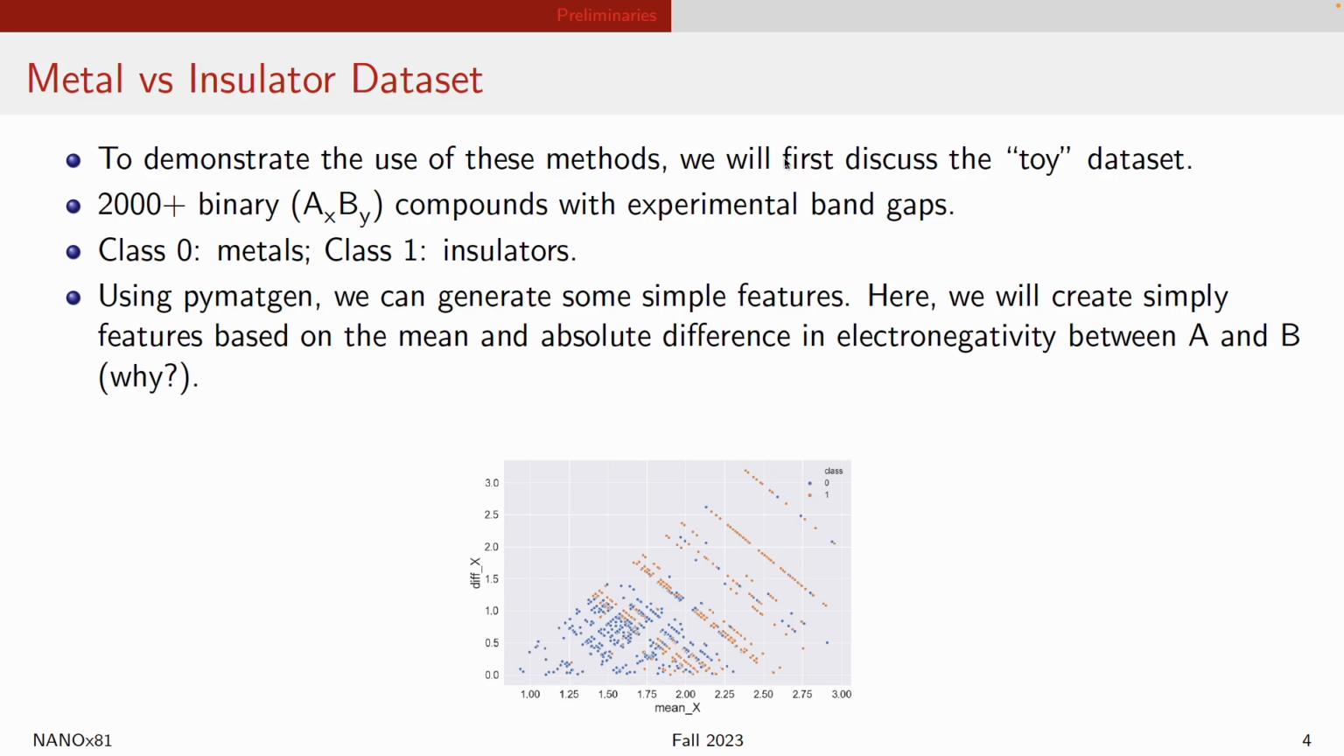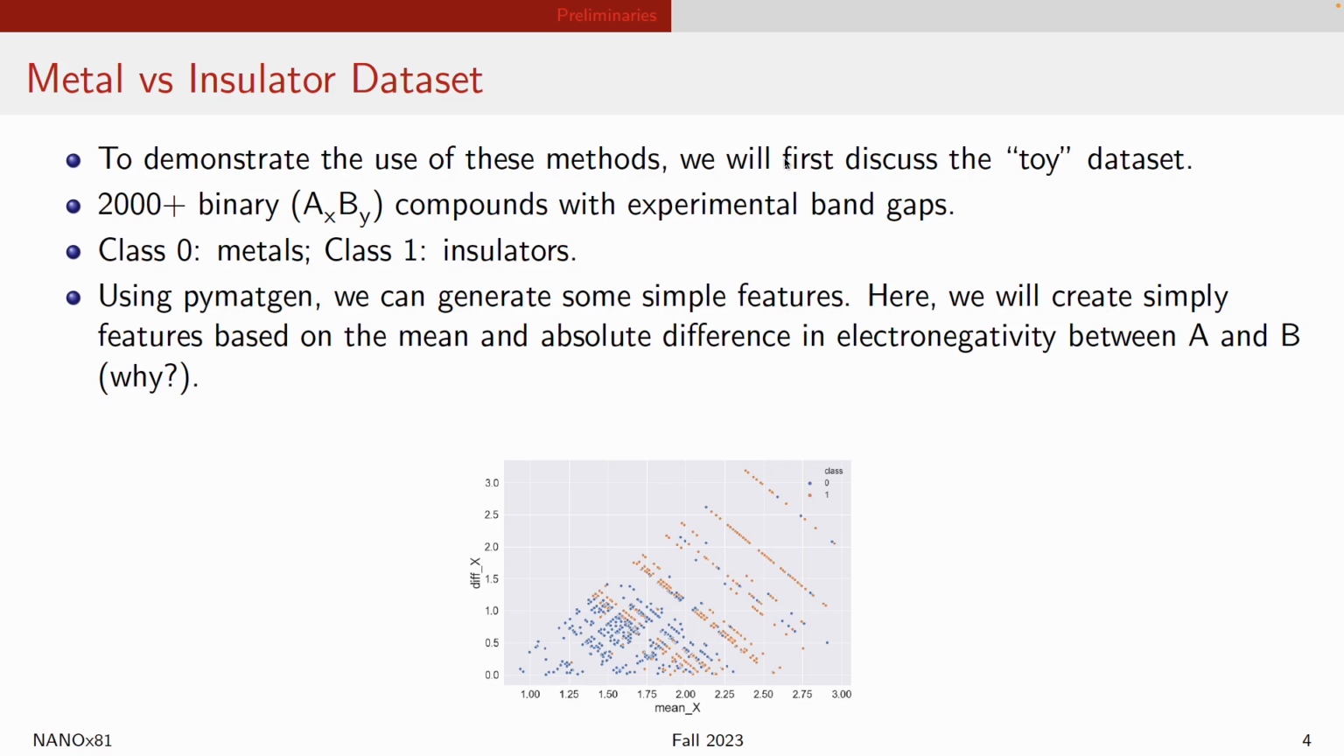And this is quite intuitive when you think of the periodic table, right? Metals generally have low electronegativity, and if you have a low average electronegativity and a low difference in electronegativity, that usually means that your binary compound is one that is between two metals, in other words, an alloy, and those tend to be metals as well. While if you have very, very large differences in electronegativity, you would typically have an ionic compound, which tends to be insulators.